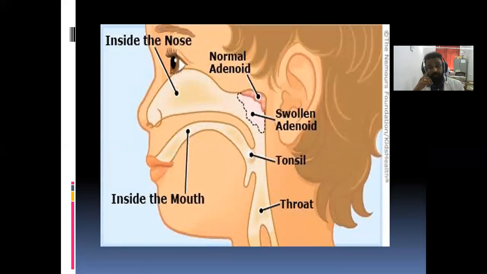For clinically examining that, we use a posterior nasal mirror to examine the nasopharynx, and also use endoscopes. So normally, on clinical examination, you use a posterior nasal mirror.